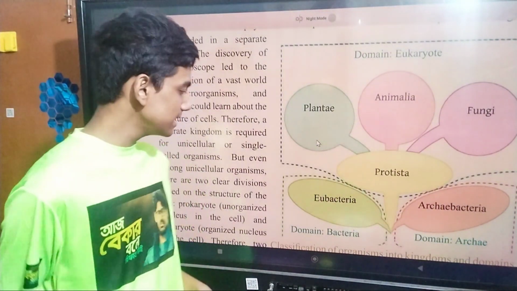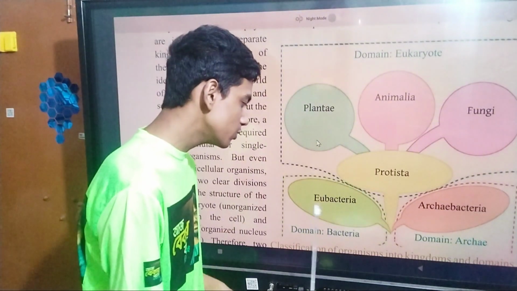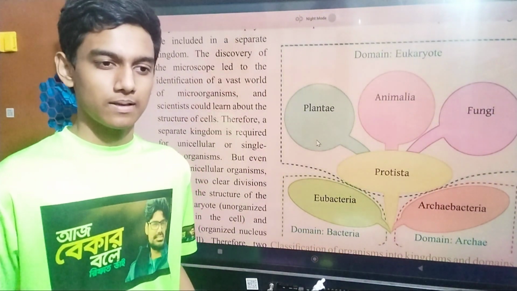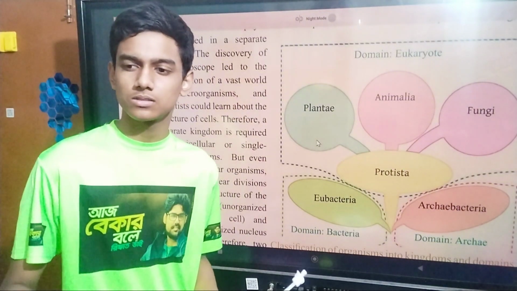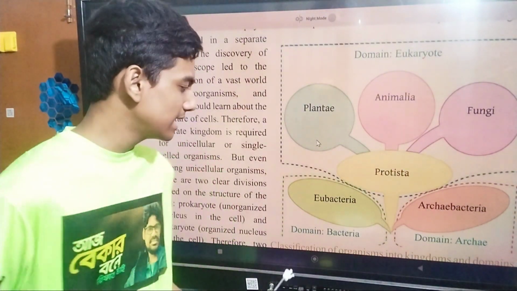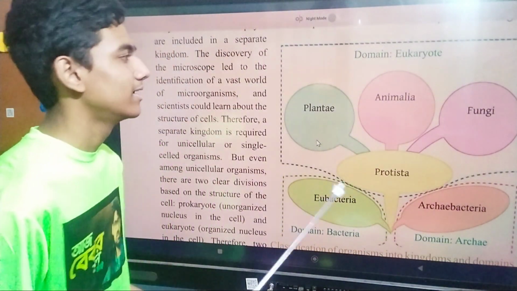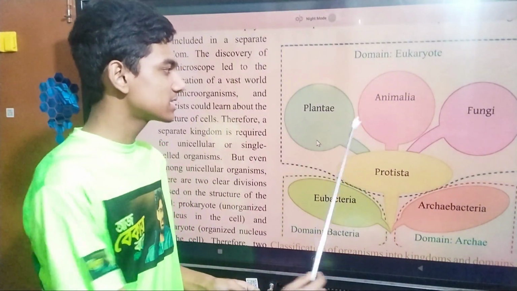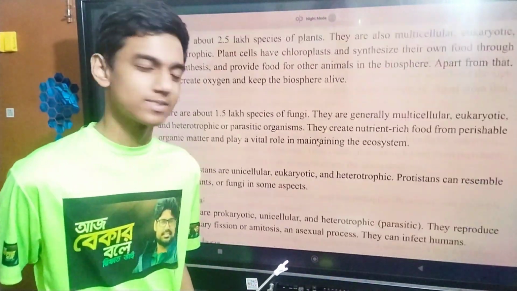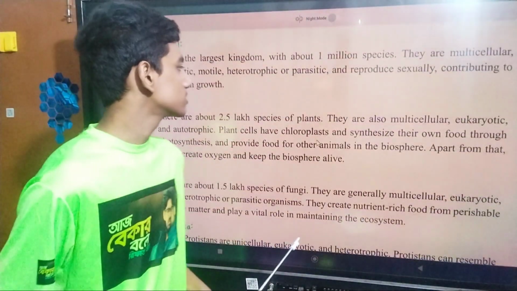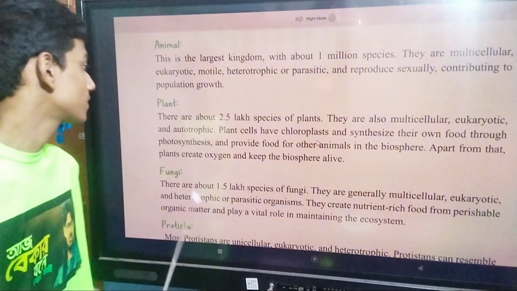The main difference is eubacteria's cell is not as developed as archaeobacteria's. So now we will discuss each kingdom specifically. So let's start with animal.